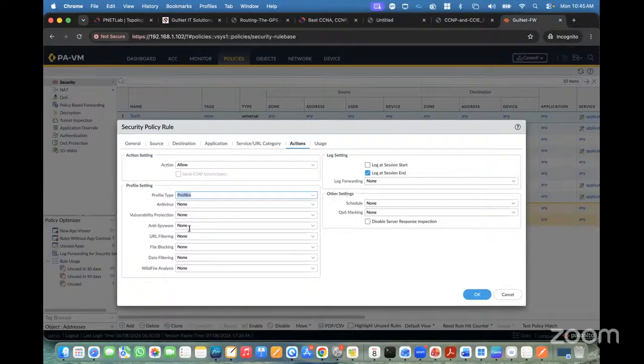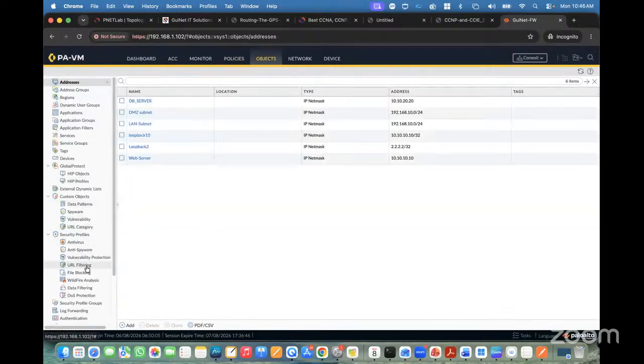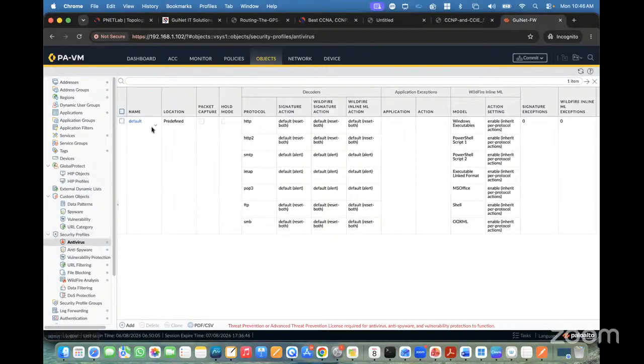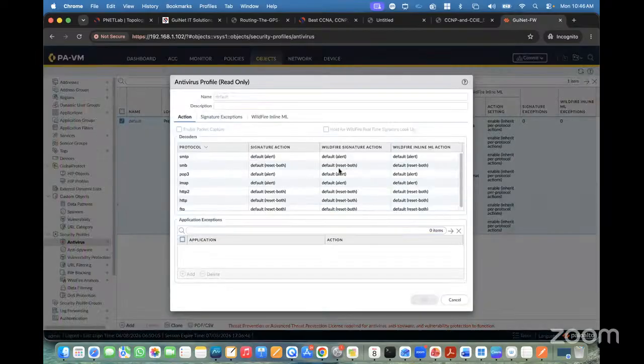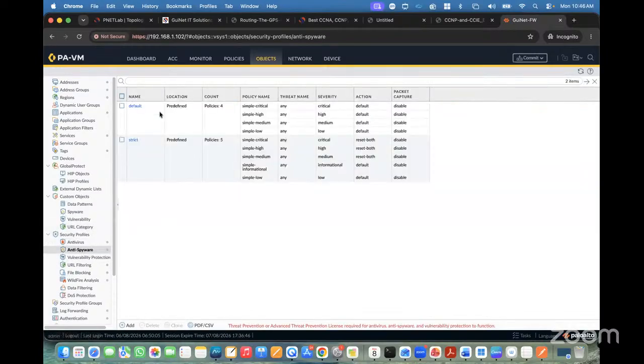It means you are defining that if any anti-spyware activity happens, what action do I want to take. If any URL filtering happens, what action do I want to take. So you are going to define some actions: I want to block, I want to allow, I want to deny. Based on those actions, the firewall takes action in your security policy.